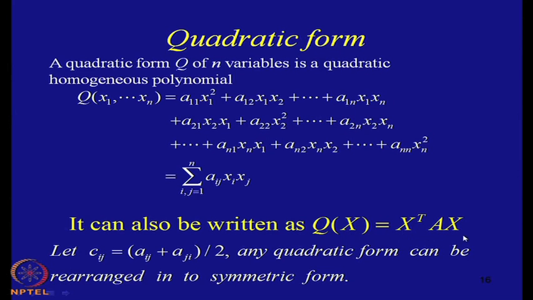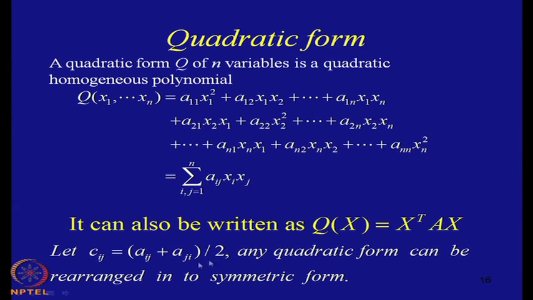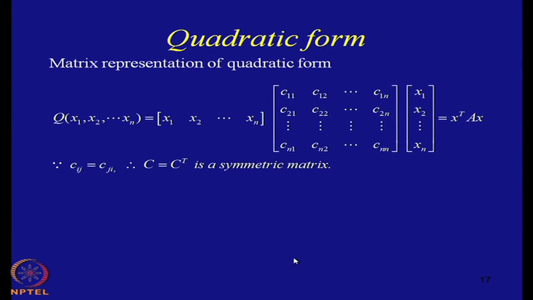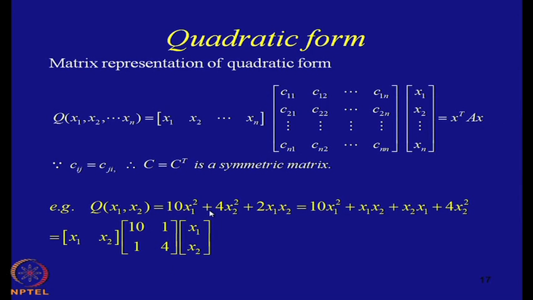Symmetric matrix means if A is a symmetric matrix, then A must be equal to A transpose. That is why we can say that this is the symmetric matrix. This should be x^T C x, where C is a symmetric matrix. Let us see with an example here.